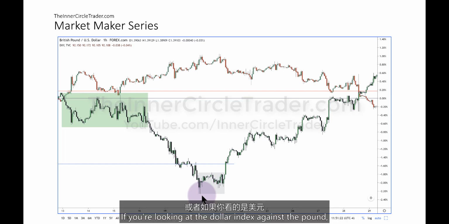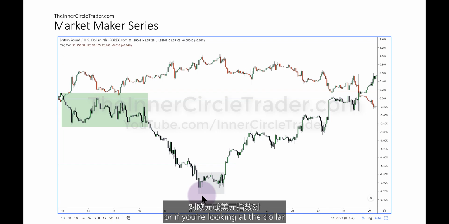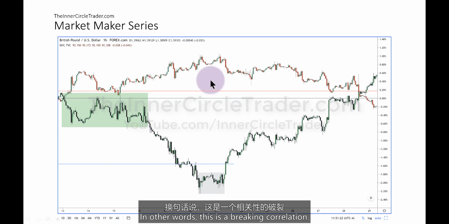If you're looking at the dollar index against the pound, or the dollar index versus the euro, or the dollar index versus the Australian, okay, that's a USDX SMT divergence, or dollar SMT. If you're looking at correlated pairs like euro and cable, let's say euro dollar comparing its lows to pound dollar, that is a correlated pair SMT divergence if you see them break their correlation. In other words, this is a breaking correlation.